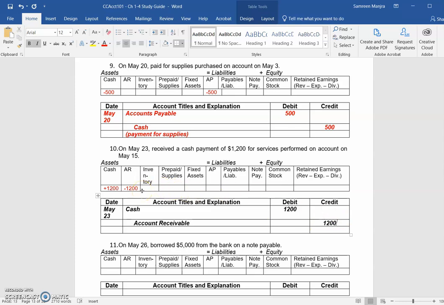And one of the things to note is that this particular transaction only impacted the asset side of the accounting equation. You can have transactions where you're going to have an increase in one asset and a decrease in another asset. Okay? So sometimes that happens when you're going to purchase inventory with cash, or supplies with cash, or fixed assets with cash. In this example, we reduced our accounts receivable balance because we received cash.